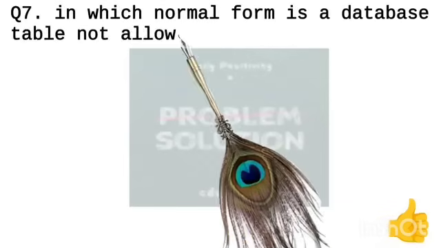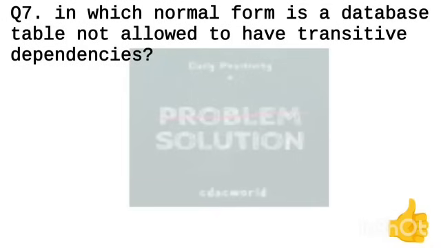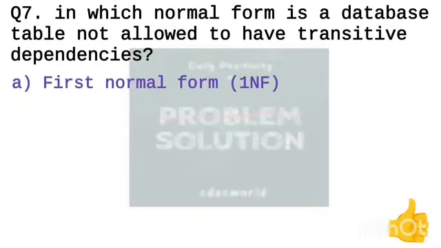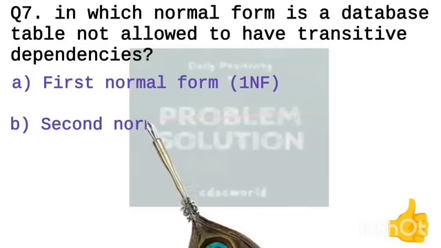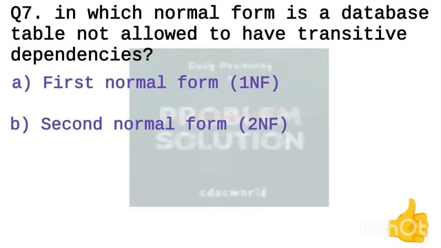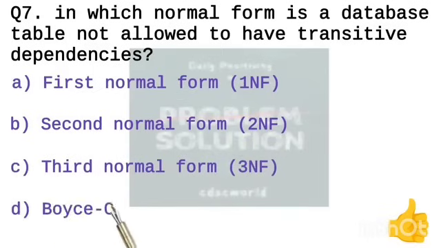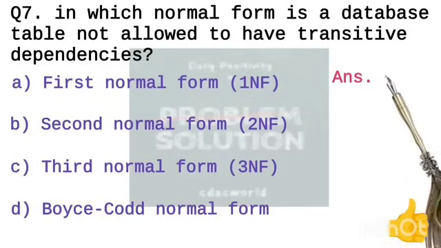Query number 7. In which normal form is a database table not allowed to have transitive dependencies? Option A, first normal form. Option B, second normal form. Option C, third normal form. And option D, Boyce-Codd normal form. And the answer is C, third normal form.